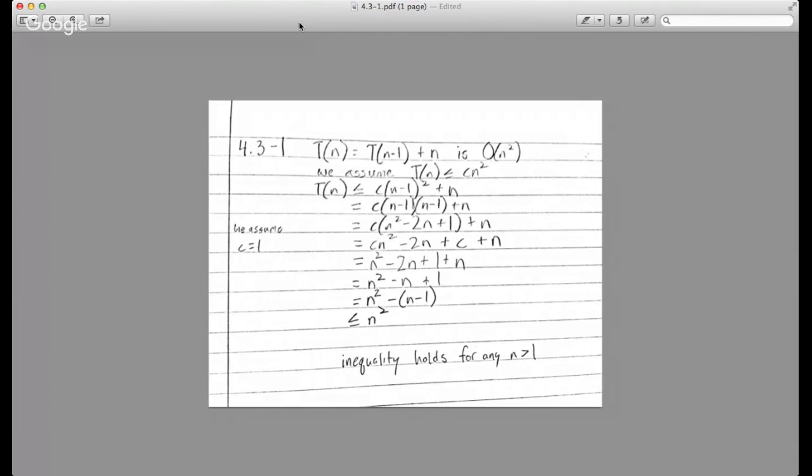So now if we look at the next line, we just basically are going to continue working this out. So we square the n minus 1. So we have c times (n minus 1) times (n minus 1) plus n. And now we multiply those, and we have c times (n squared minus 2n plus 1) plus n, which multiplied out equals c n squared minus 2cn plus c plus n. So at this point, we're going to get rid of the constant c. We're going to assume that c is equal to 1, and we find out in the end that works out. We have n squared minus 2n plus 1 plus n, which now we go down to the next line, and we have n squared minus n plus 1, which then reduces down to n squared minus n minus 1.